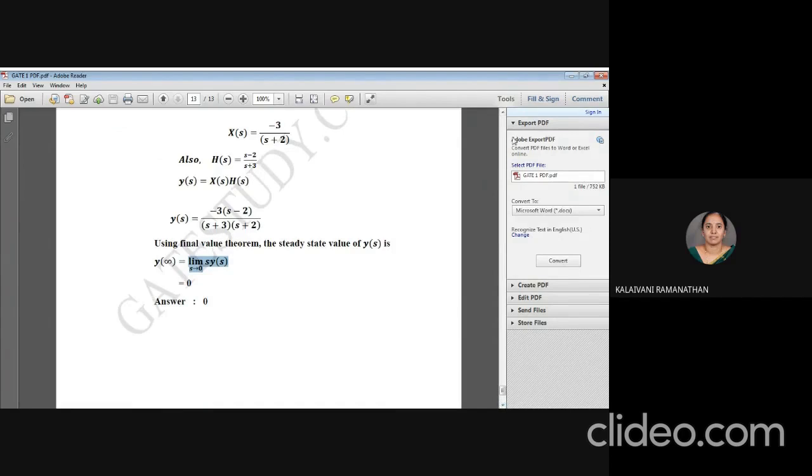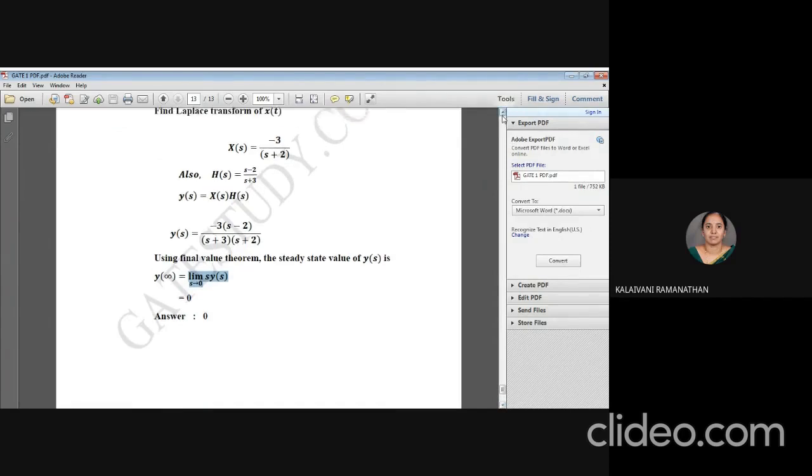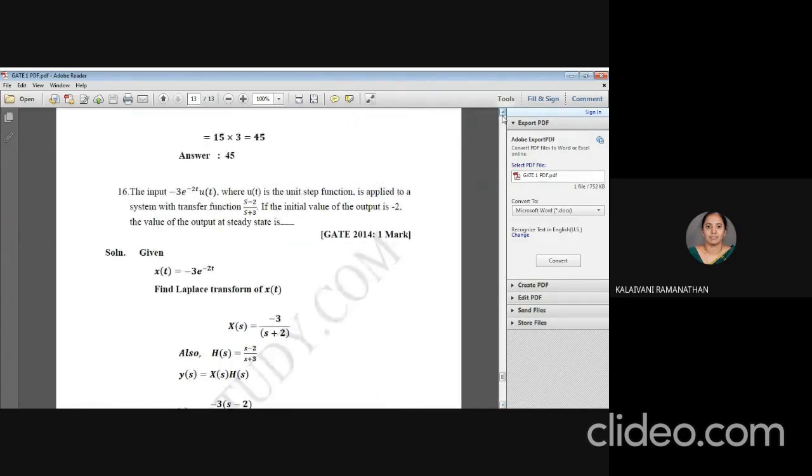So in this case, you have the option as 0. So from that option, you can note down. So no options are given here. It is a fill up. So you have to fill it as 0.